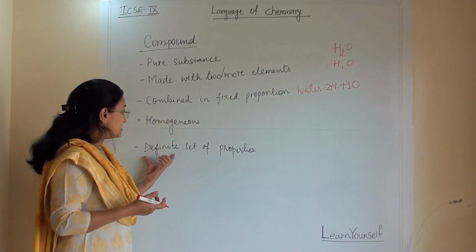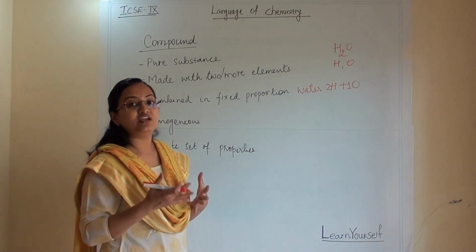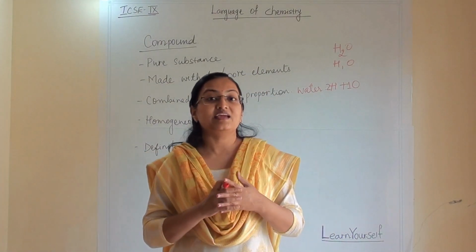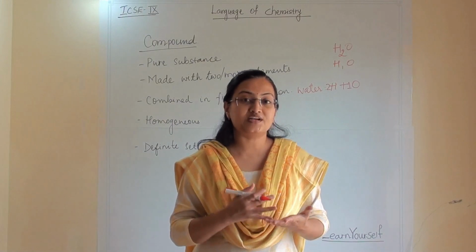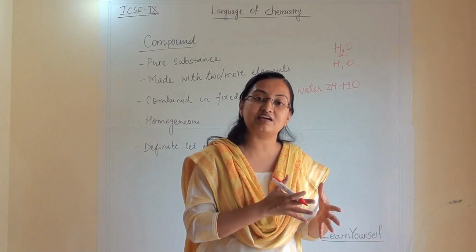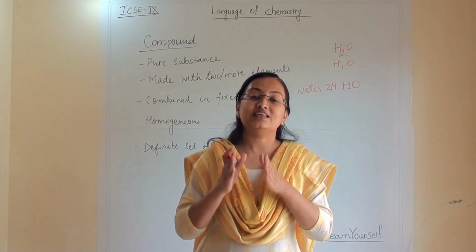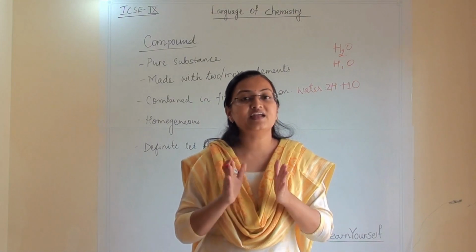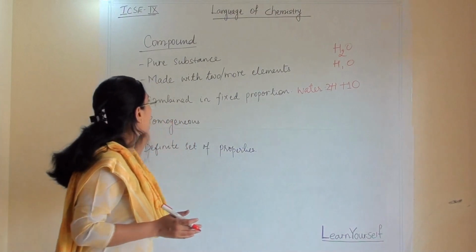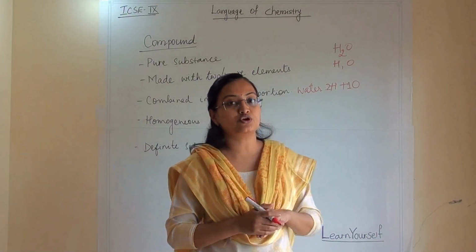Then the last one is it has a definite set of properties. Each and every compound shows some particular properties. They have some fixed melting points, some fixed boiling points, they show some physical characteristics, they show some chemical characteristics. So they have a definite set of properties. So these are the characteristics of compound, and it is very easy. There are 5 basic main characteristics of compound.